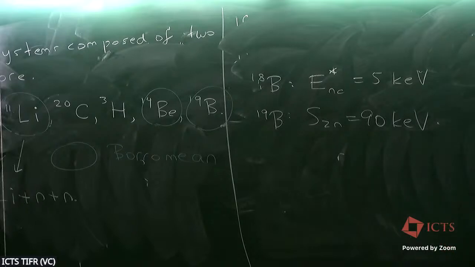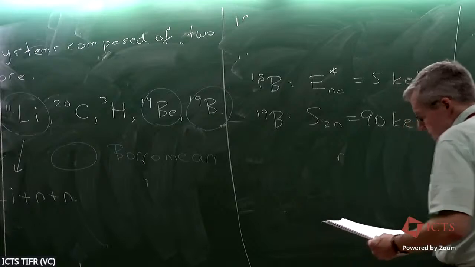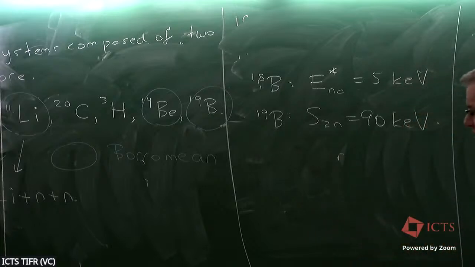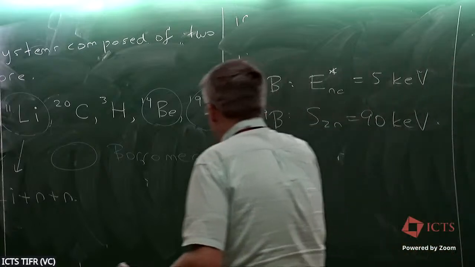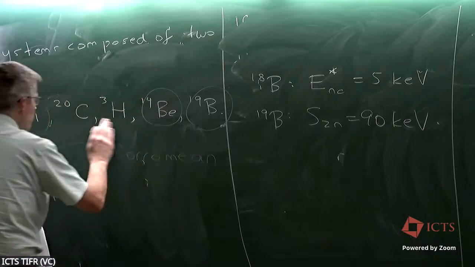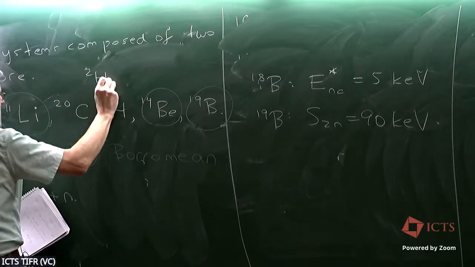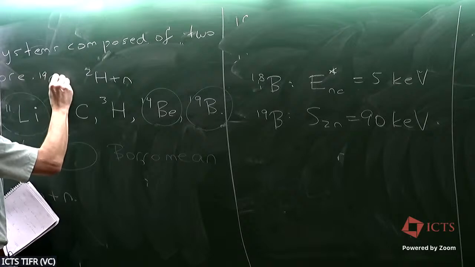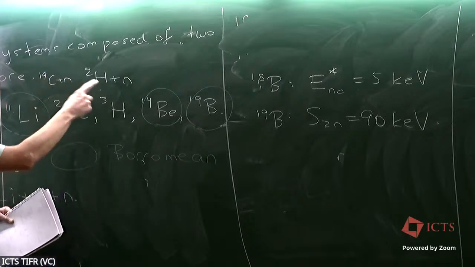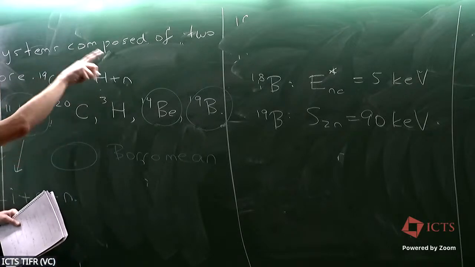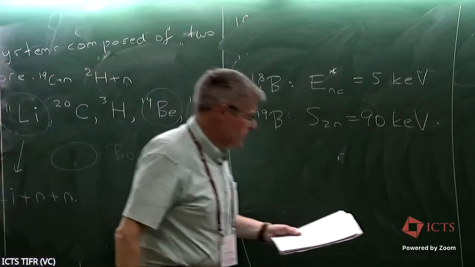And just as with the 2-body case, there are analogs in atomic physics of these Borromean 3-body systems. All right, so these things are not Borromean because the deuteron is bound and carbon-19 is bound, but these are not bound by much, so these are also so-called 2-neutron halos.